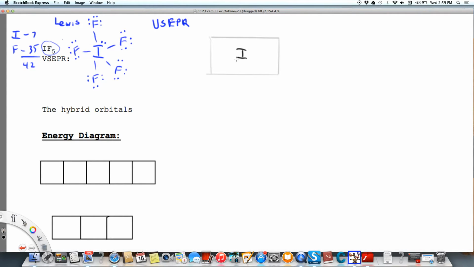I'm going to draw a line straight up, and I'm going to put a fluorine here. Then I'm going to have a fluorine at each of these corners. And my pair of electrons is going to go right here. This is going to be a square pyramidal shape. Hopefully you can see that forming.